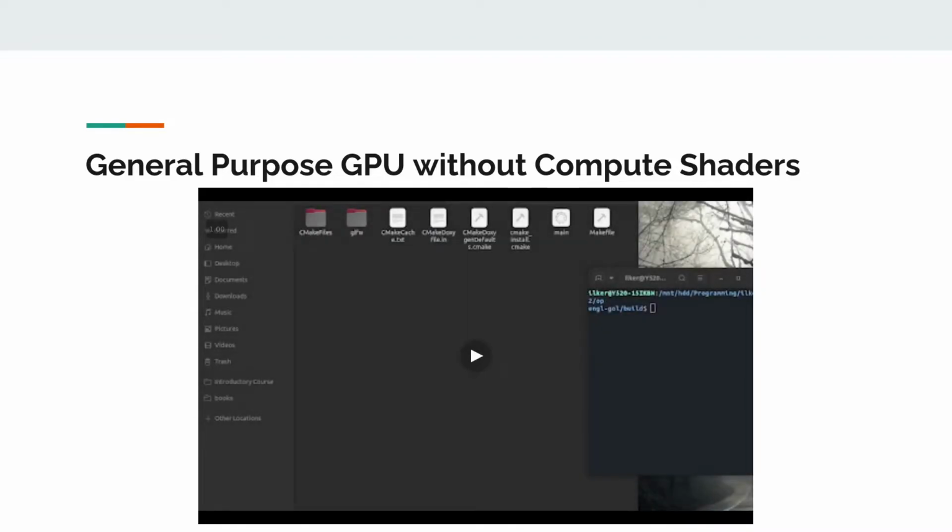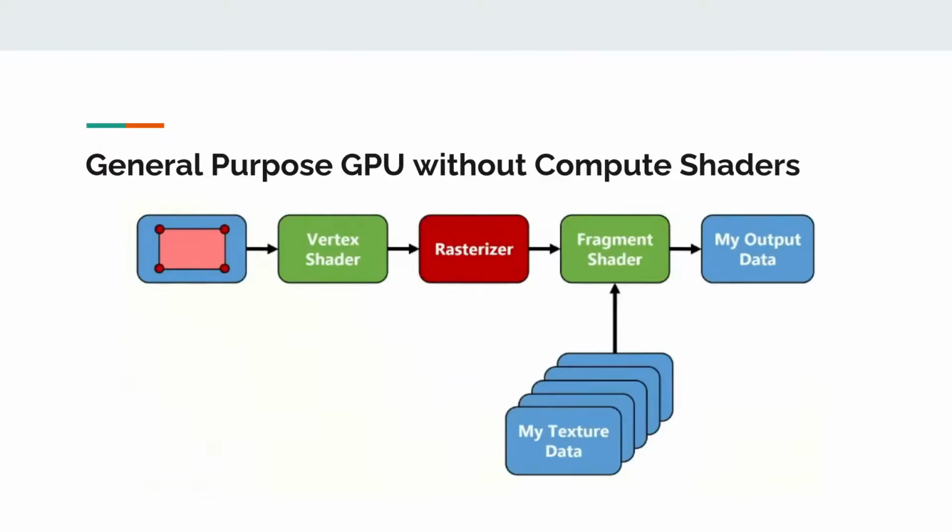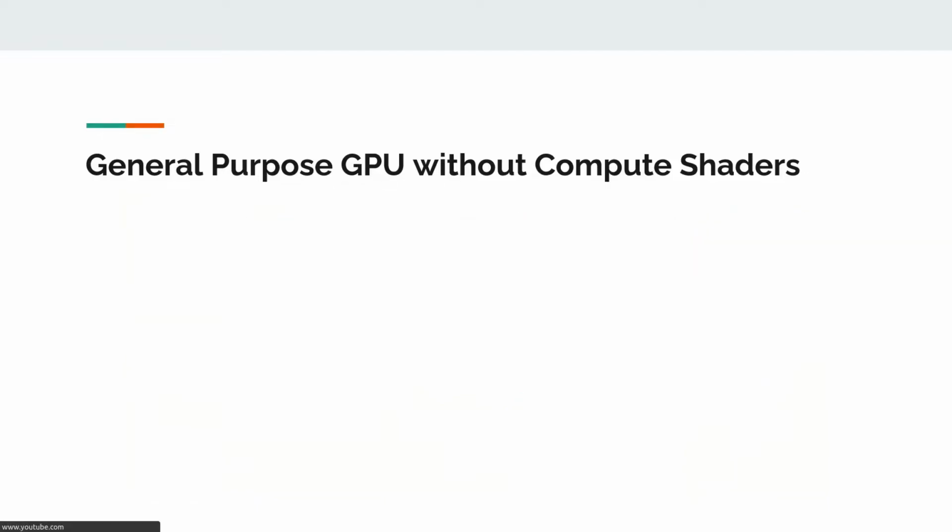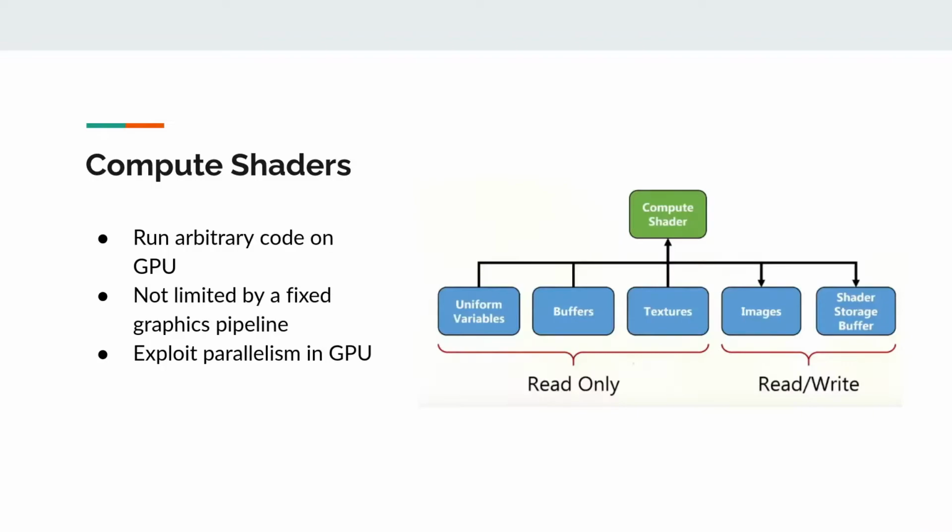So it's possible to use the GPU for general purpose without compute shaders, but this is more like a loophole we exploit in order to make the GPU do what we want. It's not the intended usage of fragment shaders. Compute shaders offer us a better alternative to this. They allow us to run arbitrary code on the GPU, and this time we are not limited by a fixed graphics pipeline. And we can easily exploit parallelism in the GPU because we can directly access image buffers from the compute shader.